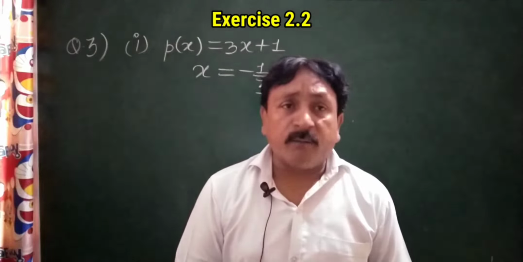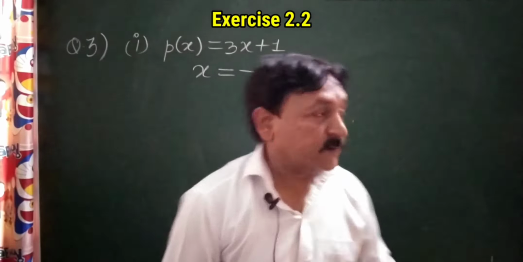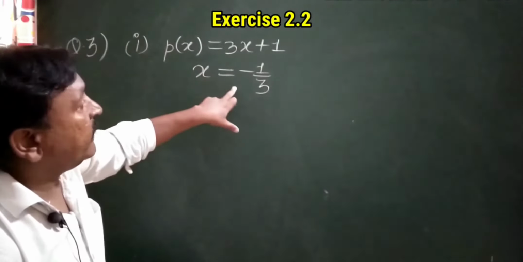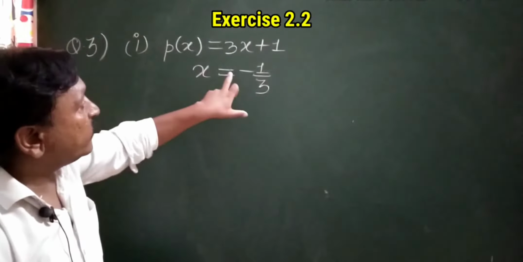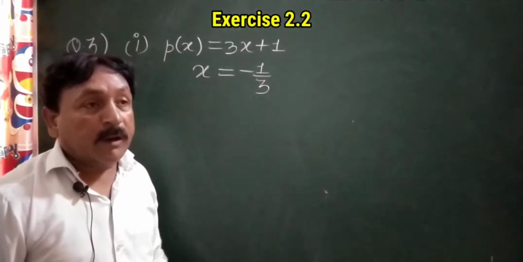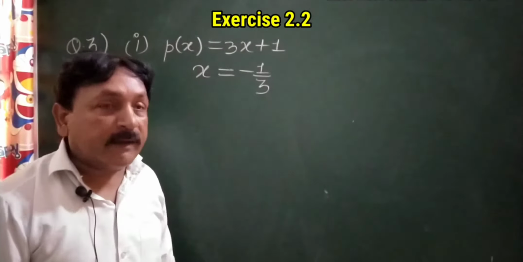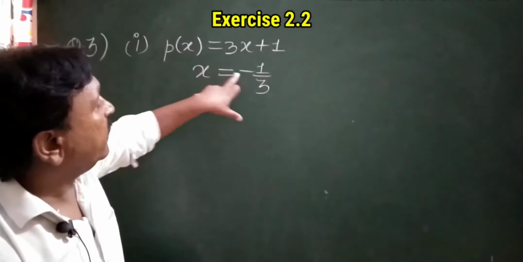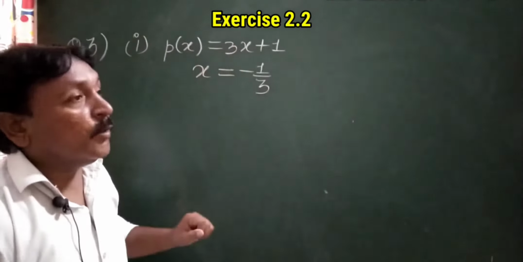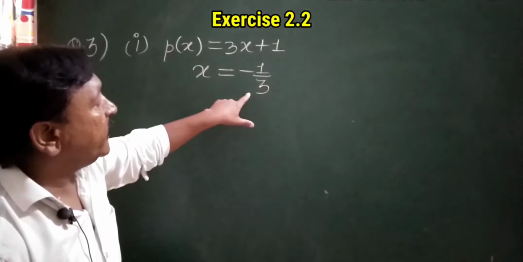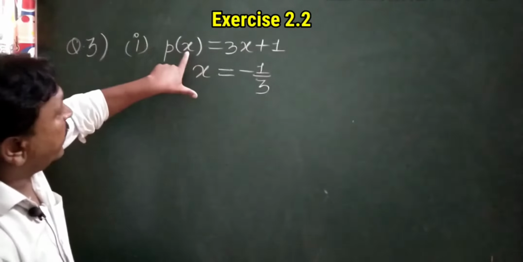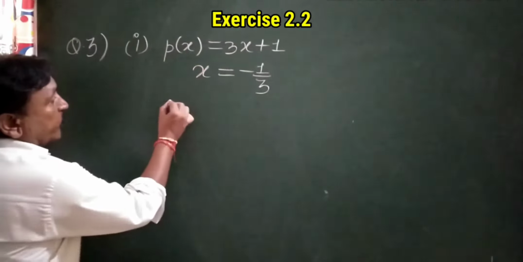In question number 3, one polynomial is given and one value of x is given, and it is asked whether x equals minus 1 upon 3 is the 0 of this polynomial or not. I had already explained that we have to substitute the value minus 1 upon 3 in place of x, and on solving, if the answer comes 0, then minus 1 upon 3 will be taken as the 0 of this polynomial. So just substitute the value everywhere, here also and here also.